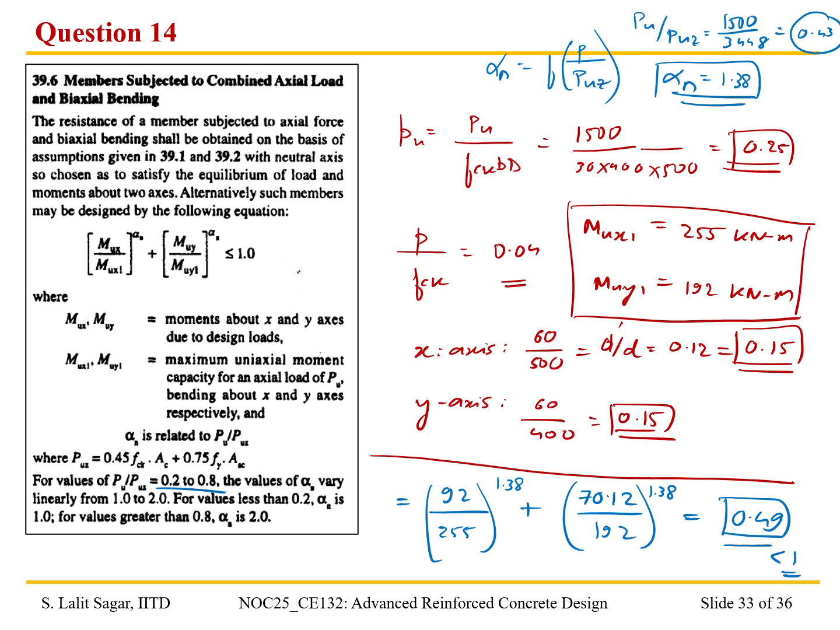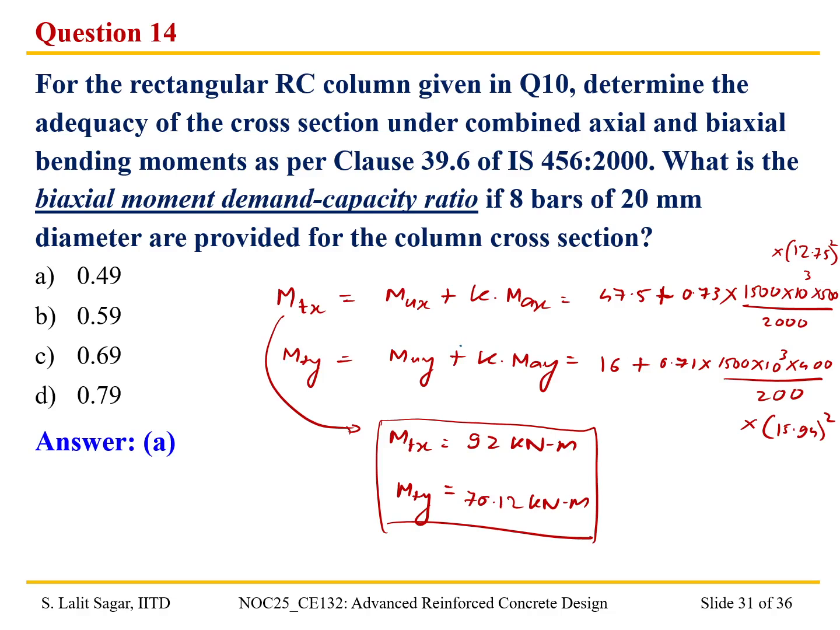So this is in conformity with clause 39.6. So we can say that the column is adequately designed to resist the biaxial moment. Okay. So the correct answer of the biaxial moment demand to capacity ratio as per clause 39.6 is 0.49, and option A is the correct response, and the cross section is safe.